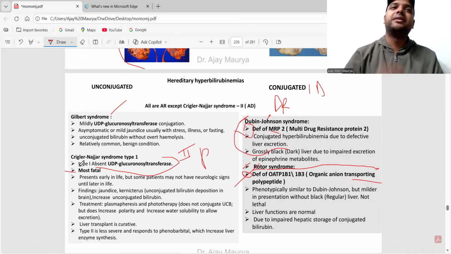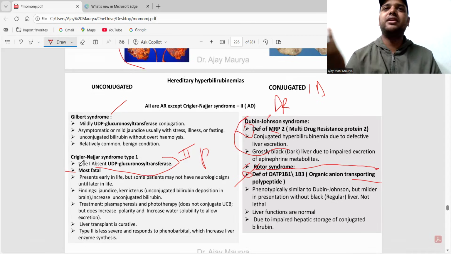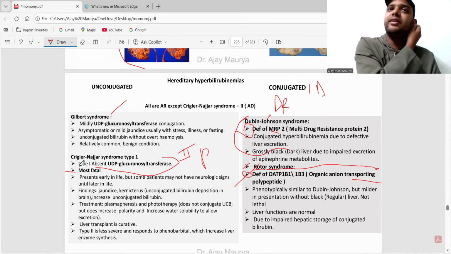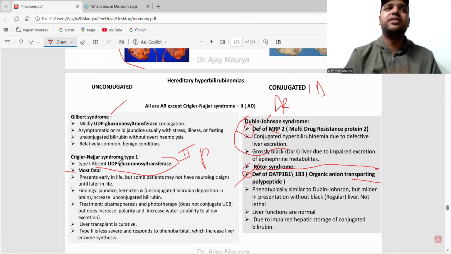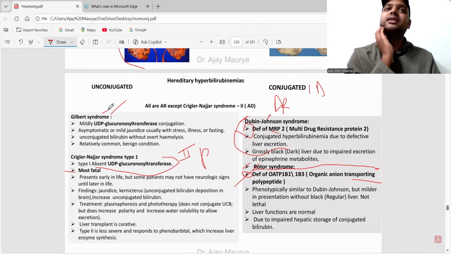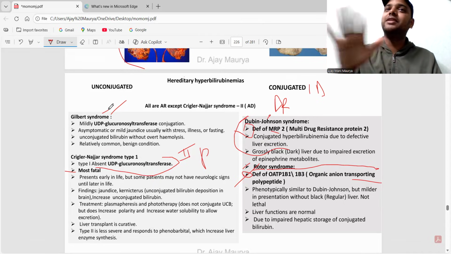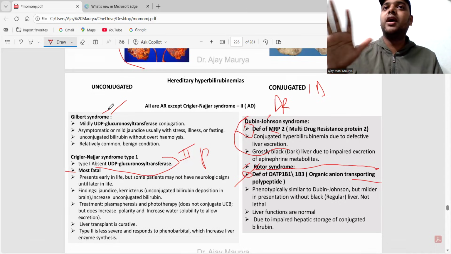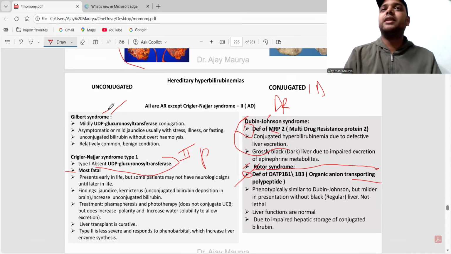See, Gilbert syndrome is seen in conditions like stress, illness or fasting. It will show mild hyperbilirubinemia. Out of all these, which is autosomal dominant? It is type 2. Remember, sometimes Gilbert also acts as autosomal dominant. If there is no Crigler-Najjar type 2 in the options, then you can go with Gilbert.